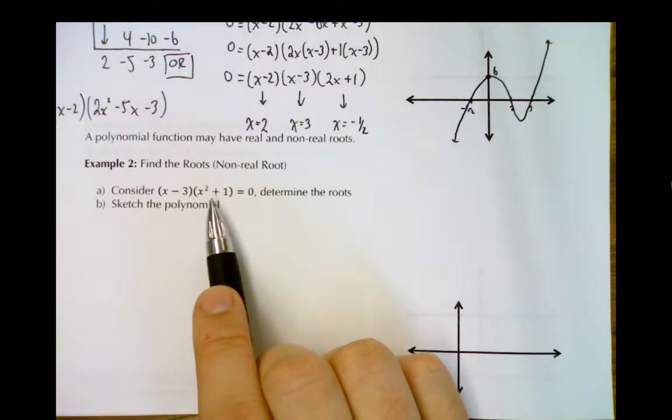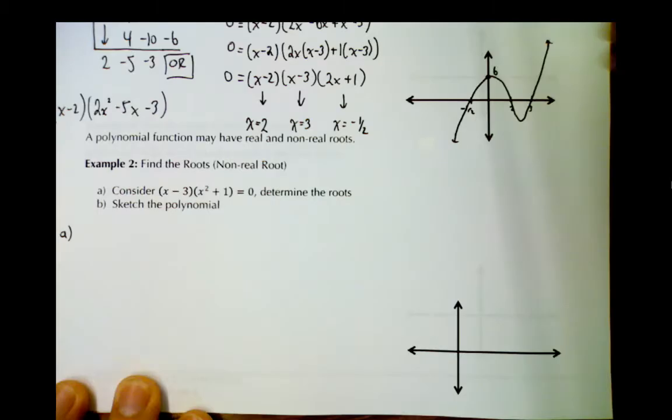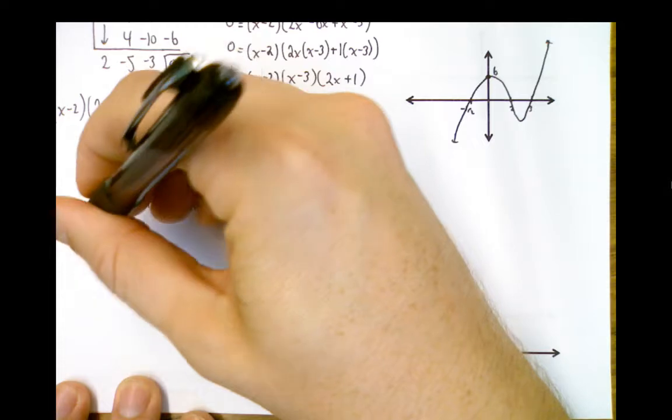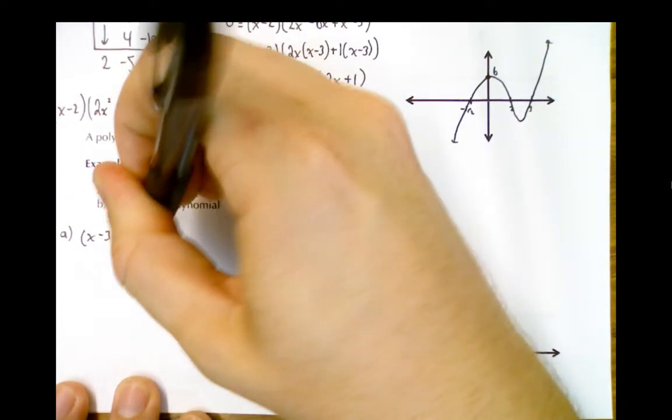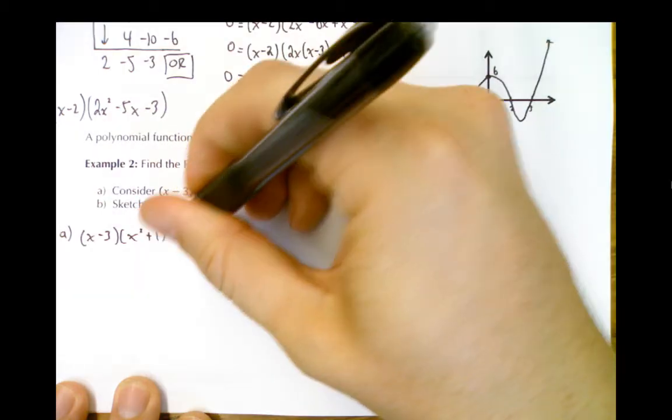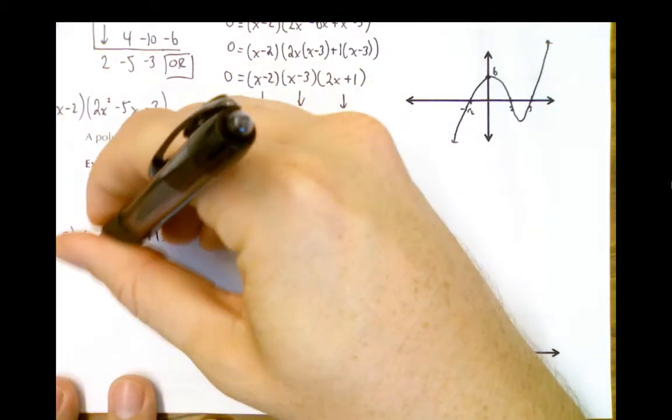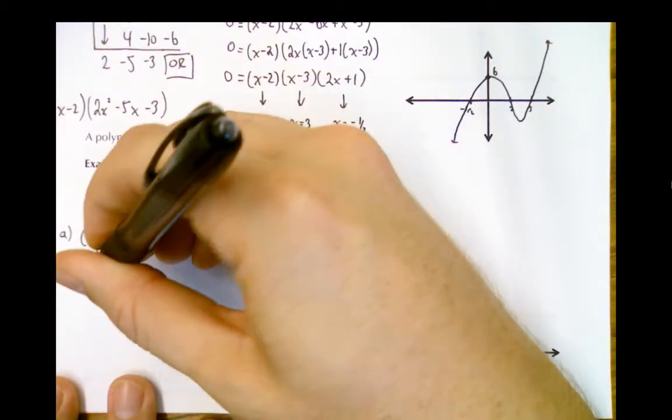That's correct. So how do we find the roots? Well, we can find complex roots. X minus 3, x squared plus 1 equals 0. We know the root from our first bracket is x equals 3.